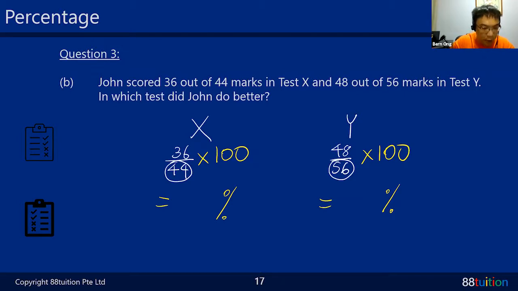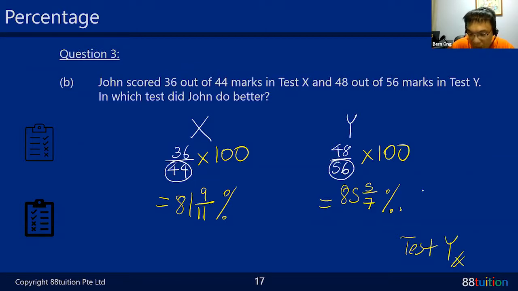So if you times 100, you get 81 and what, as a mixed number? 81 and 9 over 11. The other one is 48 over 56 times 100. You get 85 and 5 over 7. So which test did John do better? Obviously, it's test Y, because in test Y he received 85 and 5 over 7%. Do a times 100 for each of them.